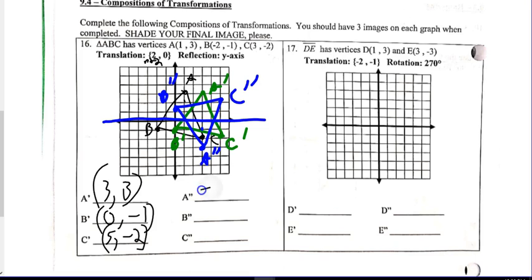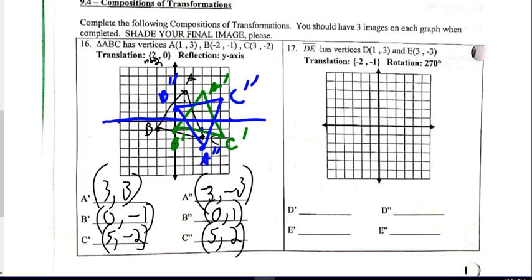2, 3. So 3, negative 3. B double prime is at 0, 1. And C double prime is going to be at 5, positive 2. If you look at your cheat sheet, basically it says X stays the same, Y becomes opposite.